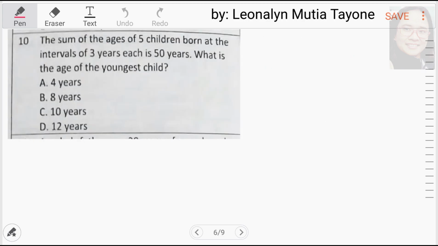The sum of the ages of 5 children born at the intervals of 3 years each is 50 years. What is the age of the youngest child? 4 years, 8 years, 10 years, 12 years.